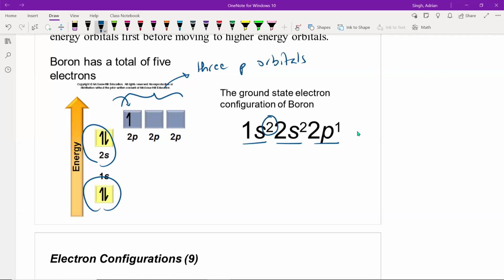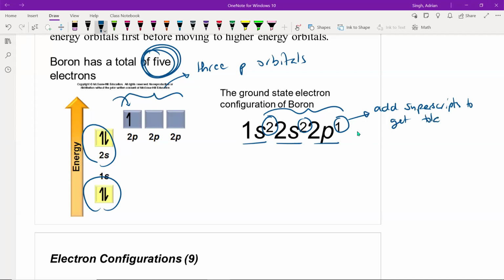Double check: you add up your superscripts. Guess how much you should get? You should get the number of electrons that you are trying to configure. So add the superscripts to get the total number of electrons.